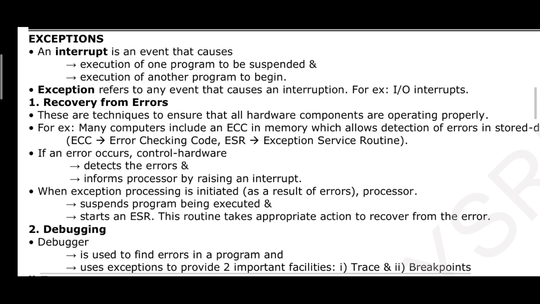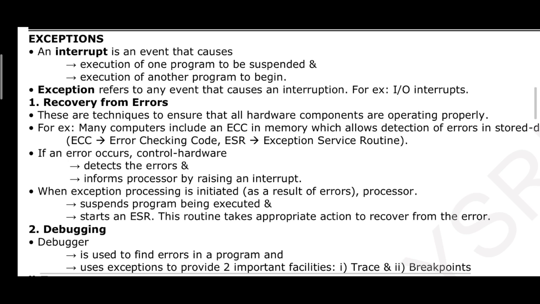Next is the exception. An interrupt is an event that causes the execution of one program to be suspended and another program to begin, as we have discussed so far. So causing the generation of an interrupt is nothing but suspending the execution of one program and starting the execution of the other. We are terminating the main function and starting the ISR.